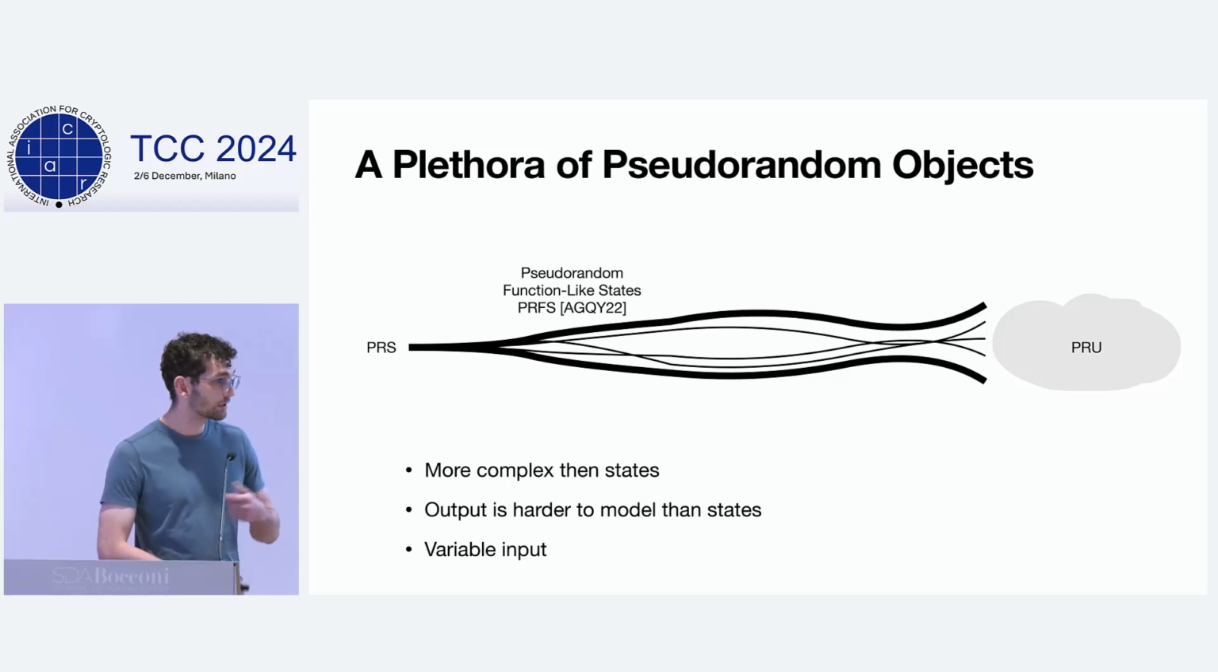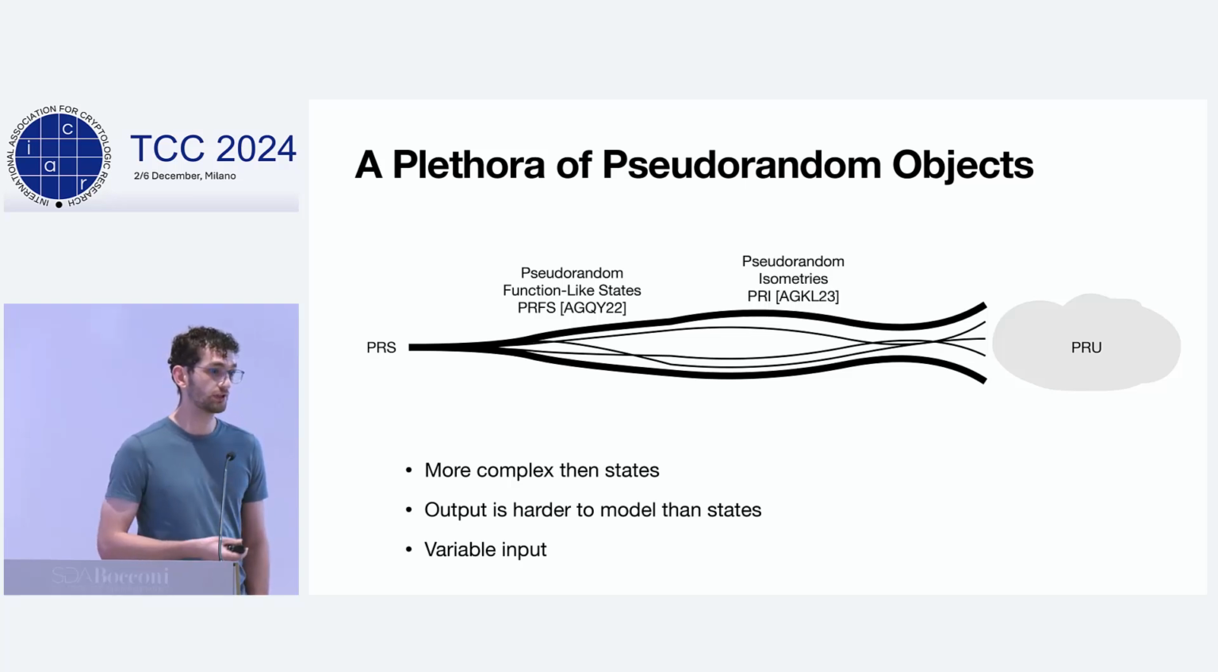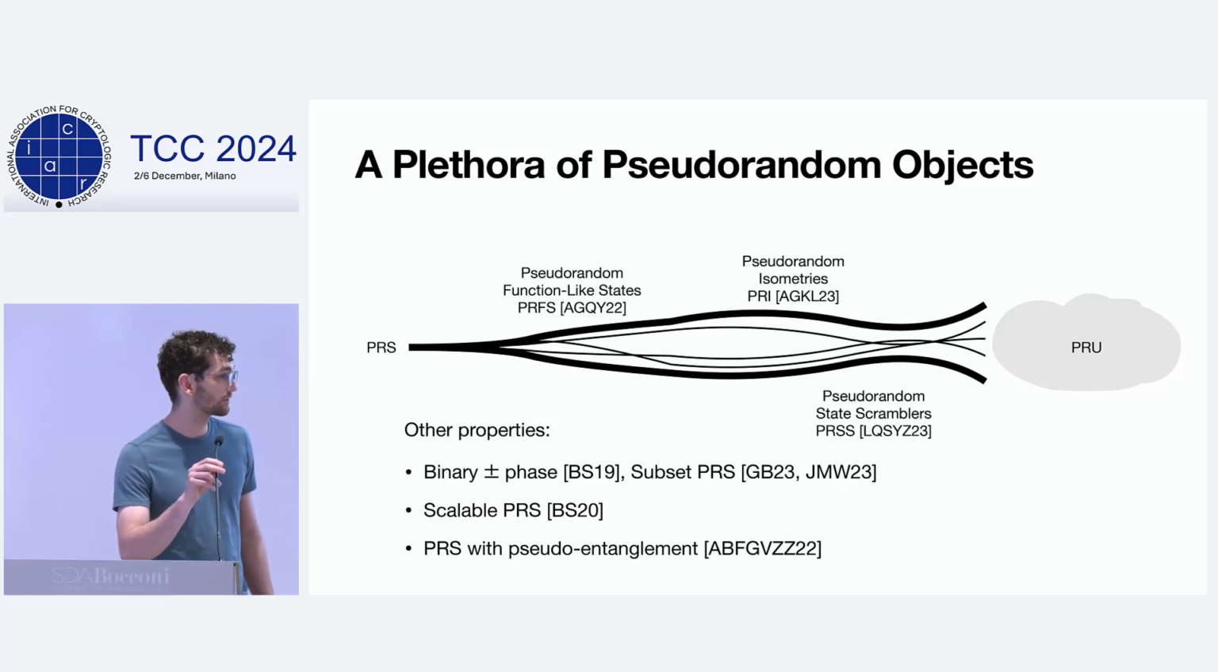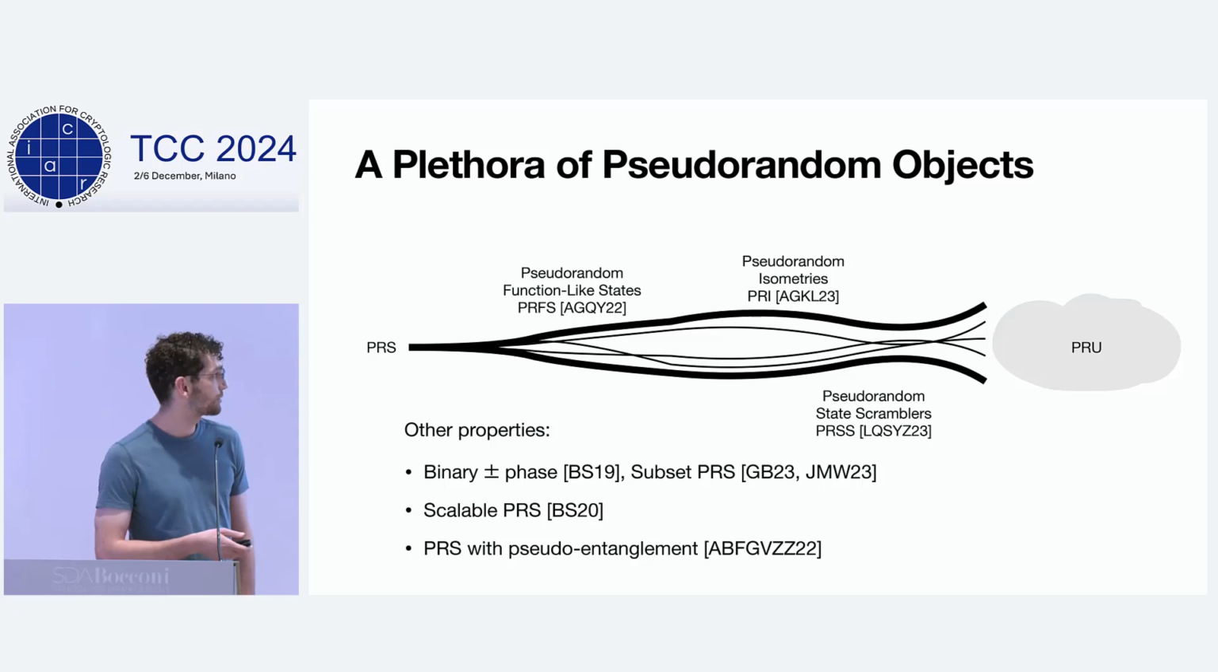Some progress towards pseudorandom unitaries was made in specific pseudorandom function-like states, which have classical inputs, and for each classical input output a different quantum state that looks random, pseudorandom isometries, and pseudorandom state scramblers. Other properties of quantum pseudorandom states were also considered. In specific binary phase PRS and subset PRS, which do not use the imaginary part that we can use in quantum states, but still look random. Scalable pseudorandom states in which the security parameter of the pseudorandom state is independent of the number of qubits, and pseudorandom states with pseudo-entanglement.